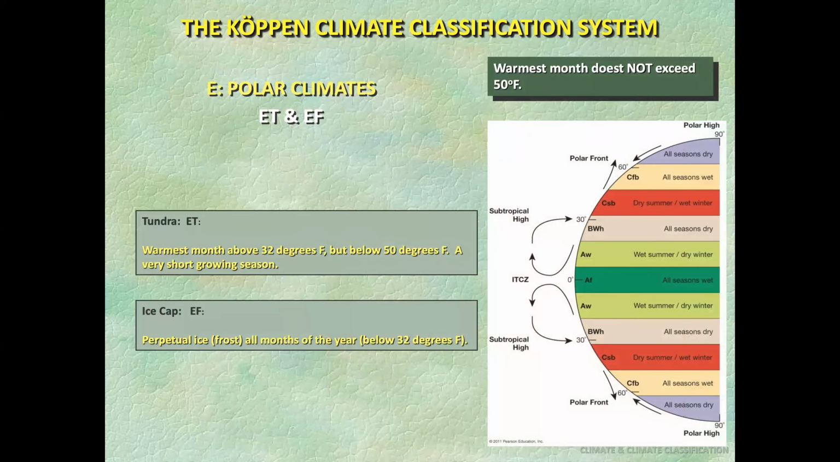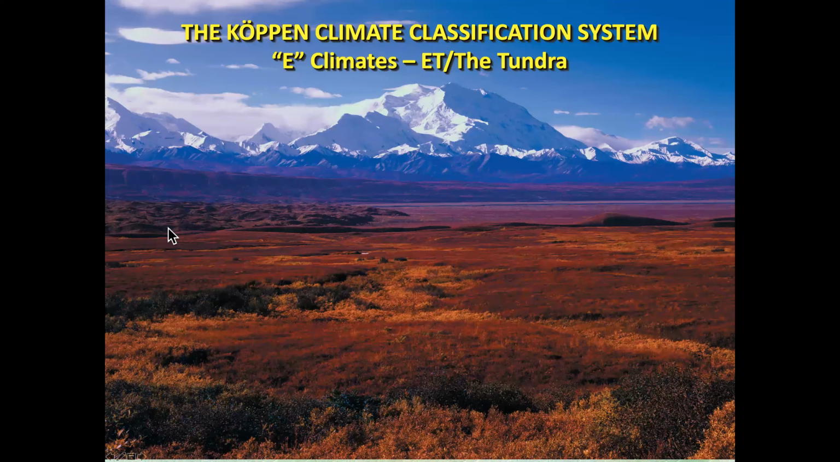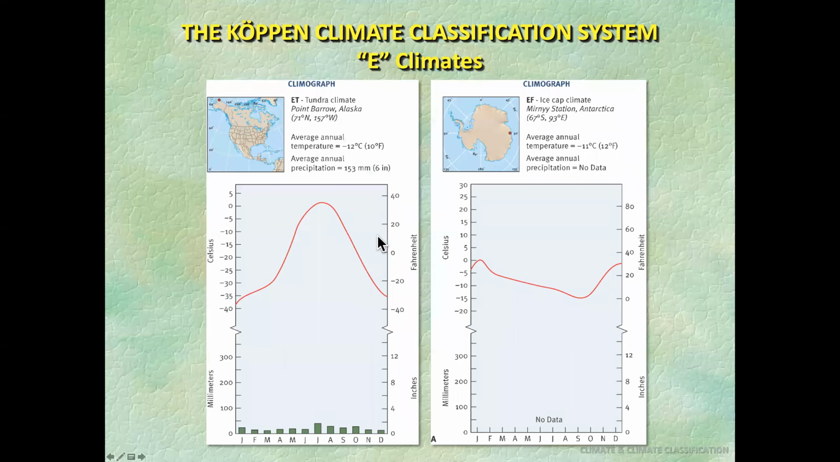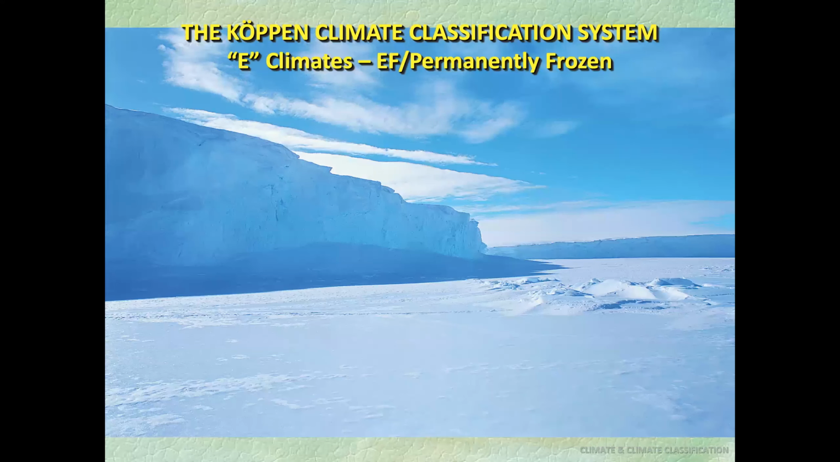Final climate would be polar climates, E, T, or EF. An ET climate is a tundra, so there's just a little bit of vegetation during summer. An EF climate is the Antarctic or Greenland. It's just covered in ice, even in summer. So again, that's what a tundra looks like. Notice the ground is frozen underneath, so it can't support trees. And of course, the permanently frozen, this would be Greenland or Antarctica.